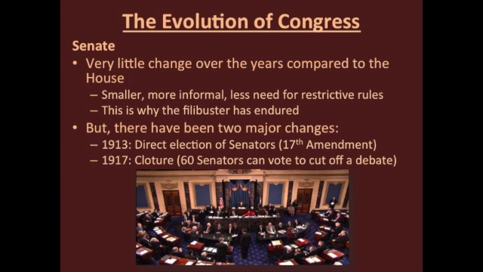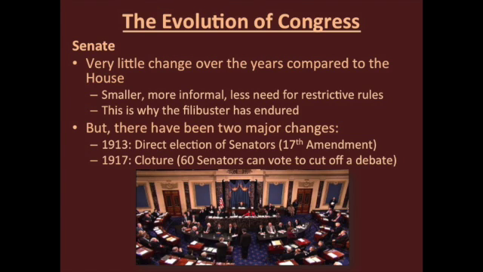Also in 1917, the idea of cloture made its way into the Senate. This is when 60 senators, or 3/5 of the body, can vote to cut off a debate. So 60 votes are needed to end a filibuster, end debate on a bill, and bring it to a vote. And we'll talk more about that during the lawmaking procedures as well.